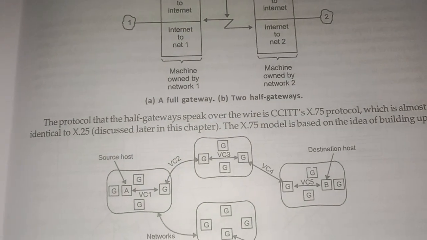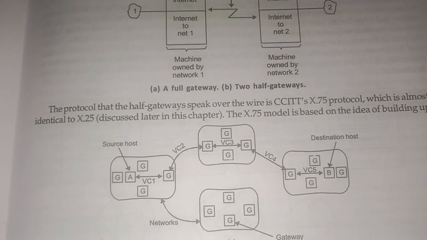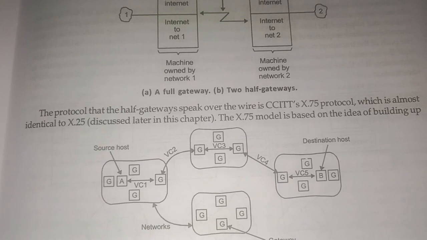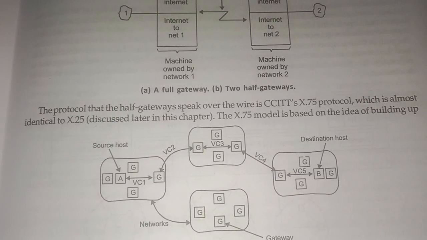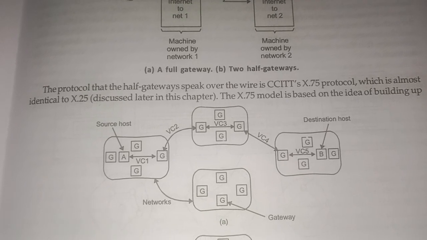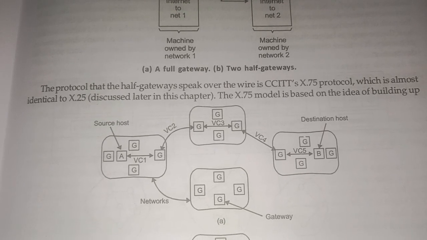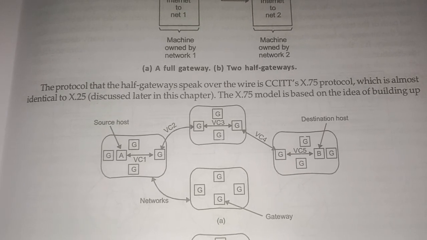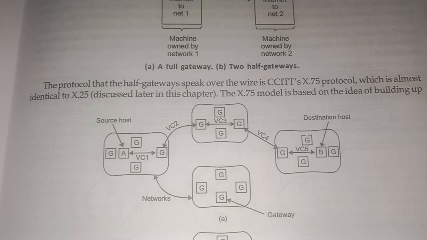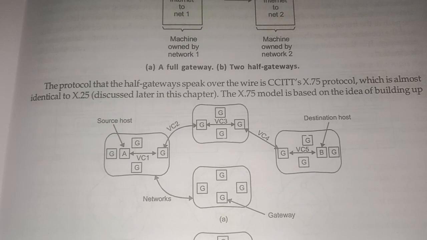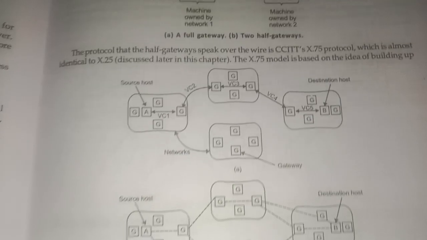We'll examine the data method. The protocol that the hop gateway speaks over the wire is the CCITT X.75 protocol, which is almost identical to X.25.